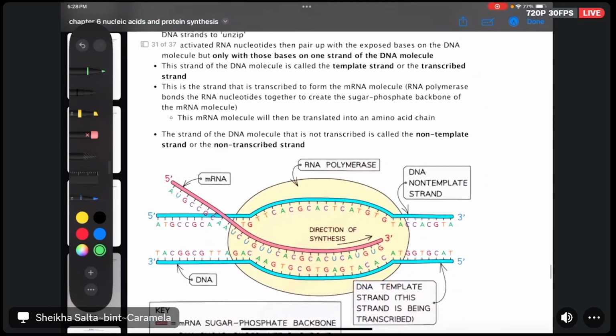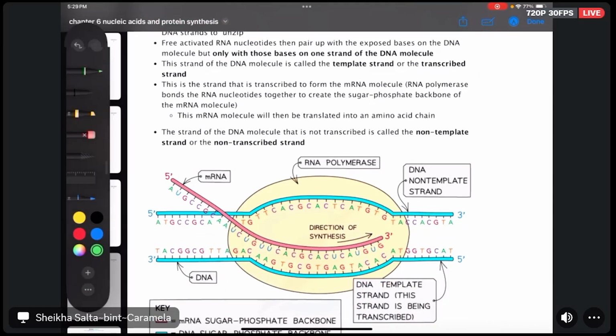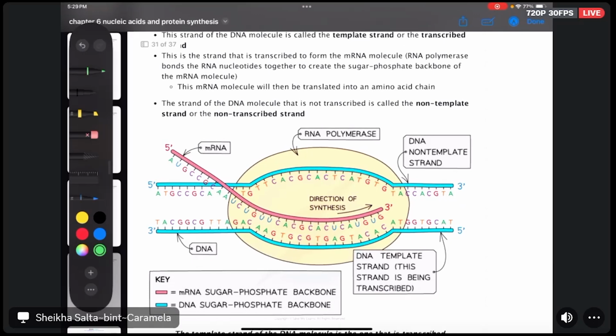Then template and non-template strand. I already told you that the template strand is basically where the mRNA molecule is synthesized over, and the non-template strand is not used in the transcription process. We just need to learn that, and make sure to use the terms template strand and non-template strand because that is important.